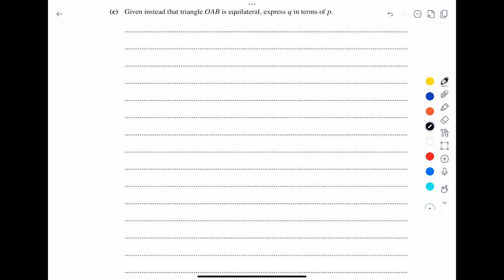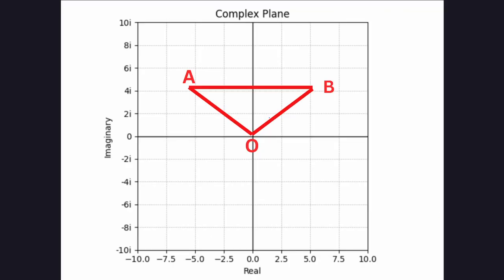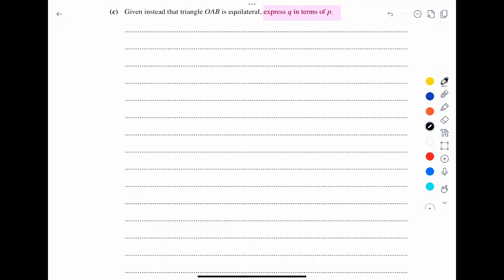For part C now, we're told that actually, an equilateral triangle forms between O, A, B, like this for instance, and that we need to express Q in terms of P, which basically means we need an equation for Q expressed in terms of P. Also, notice how I emphasized the point equilateral. Why did I do that? Pause the video and think about it.